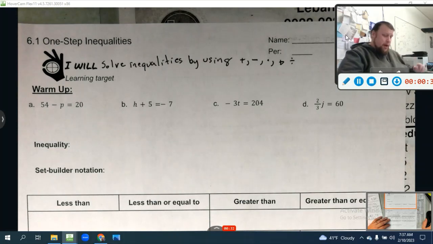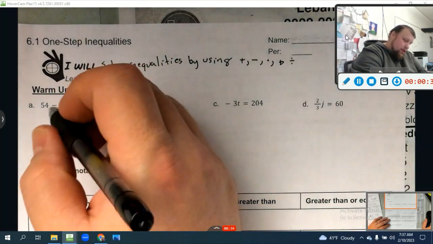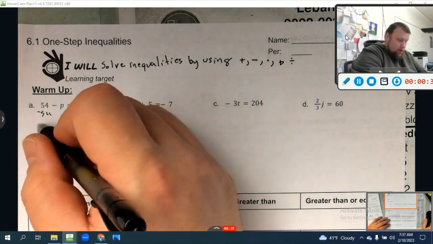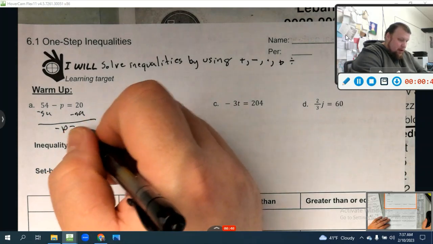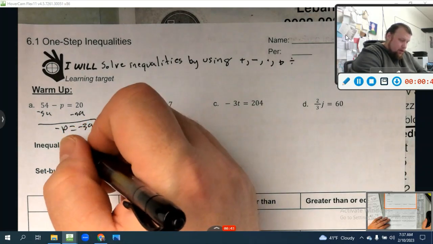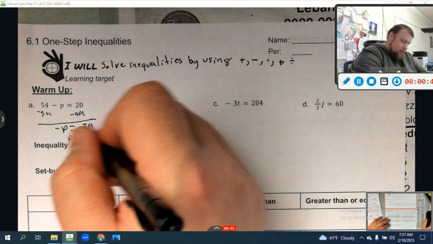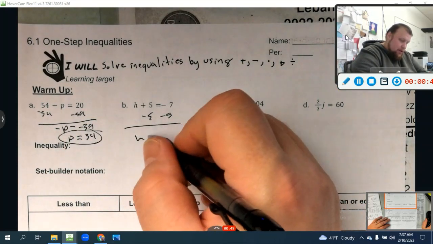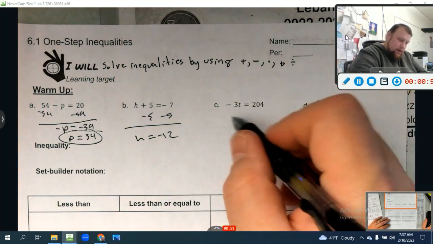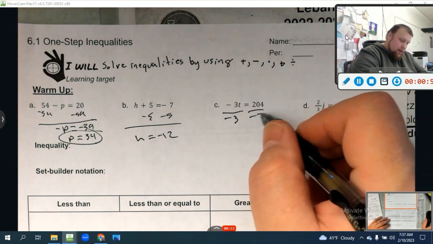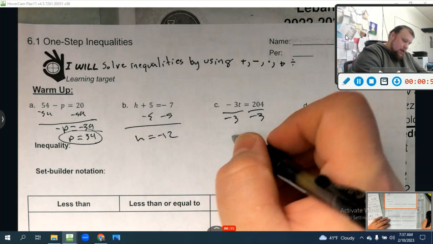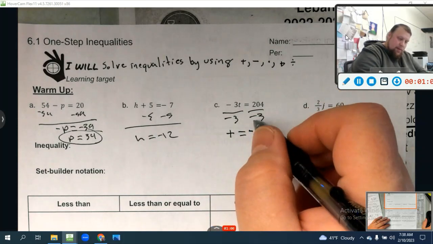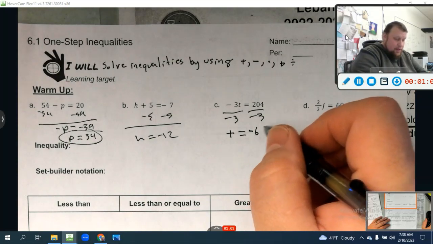All right, I'm assuming you paused this, so let's go ahead and do it. We're just going to get right into it. Negative 54 minus 54. And if I get that negative p equals negative 34, then I know that positive p equals positive 34. Boom. Minus 5, h equals negative 12. Divide by negative 3, divide by negative 3. Then I get that t equals negative, because a positive divided by negative is negative 68.